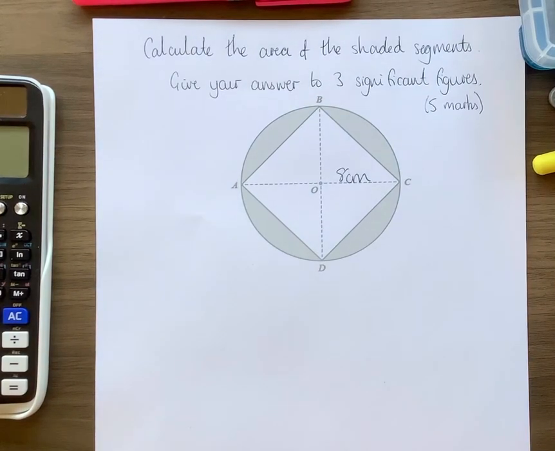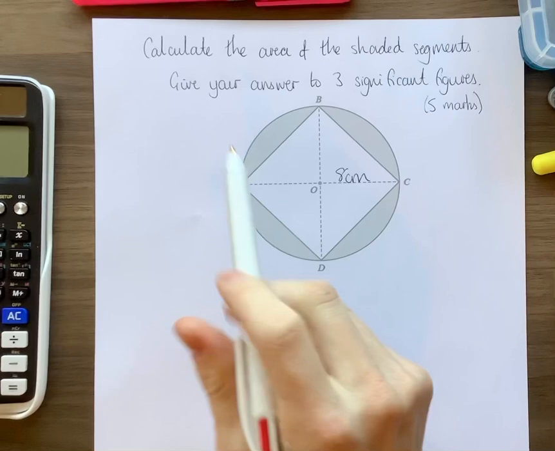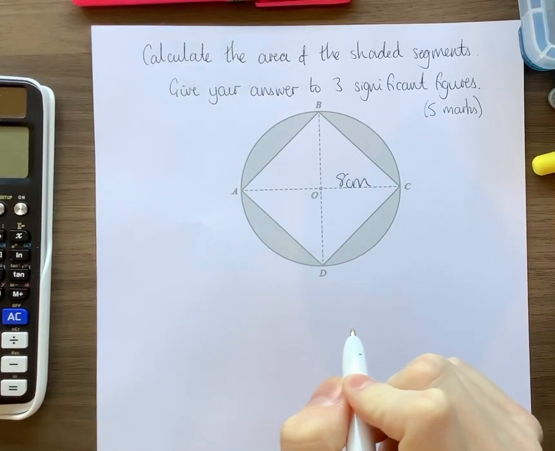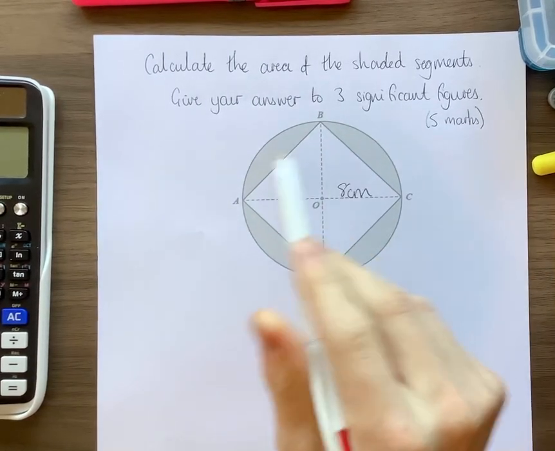We're going to go through a 5-mark question now. So the question says, calculate the area of the shaded segments. Give your answer to 3 significant figures. So this question is made up of a number of different elements.